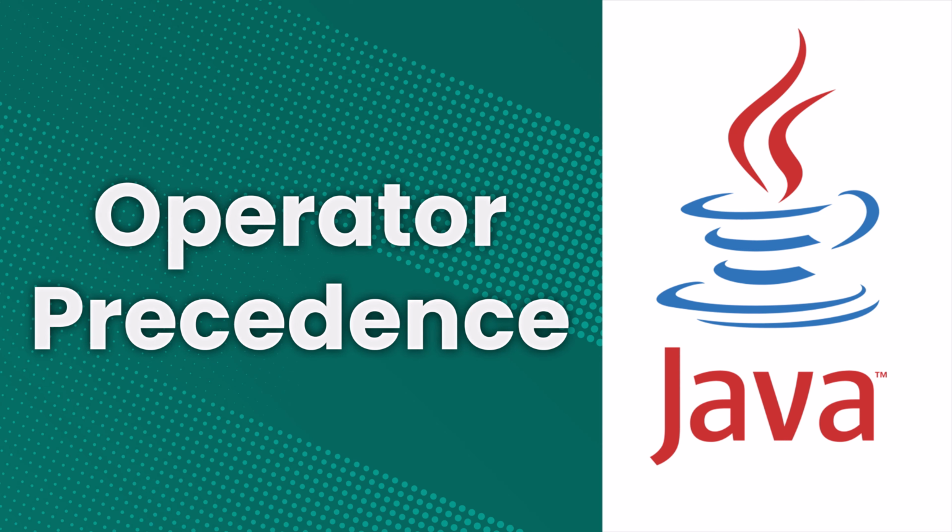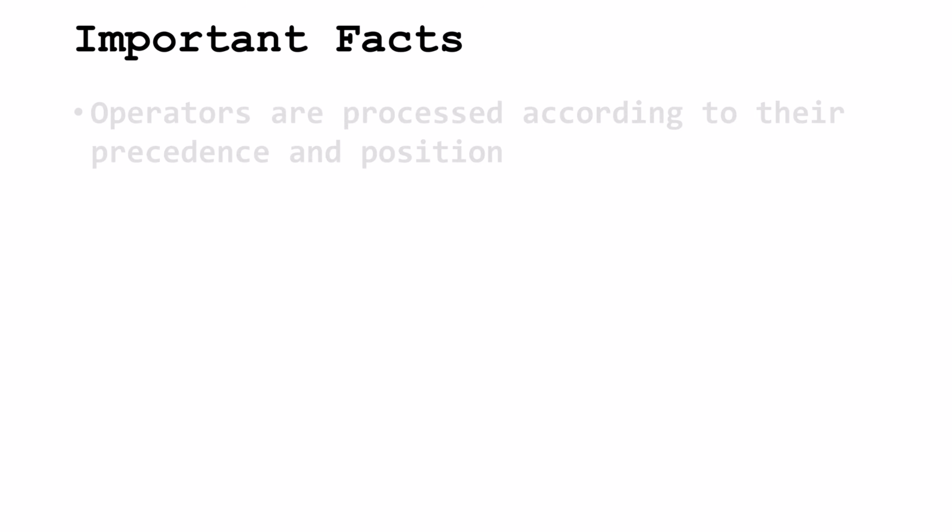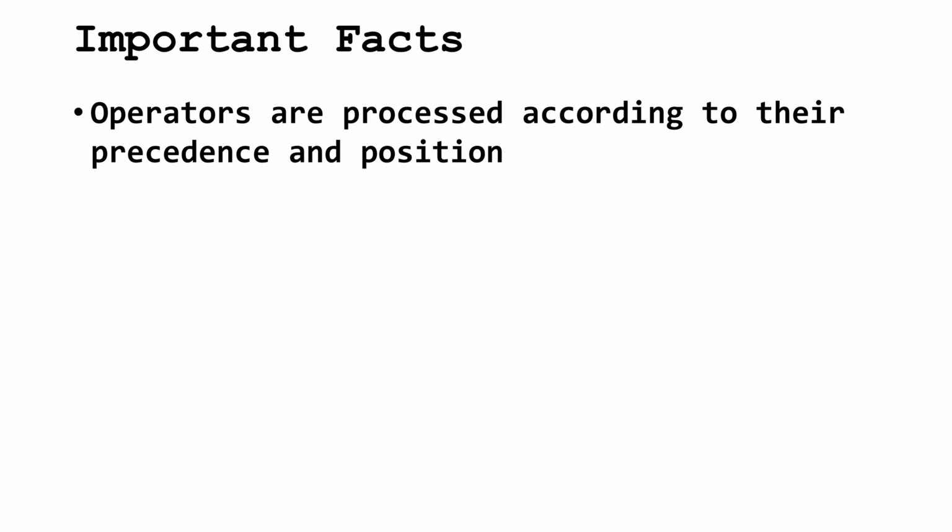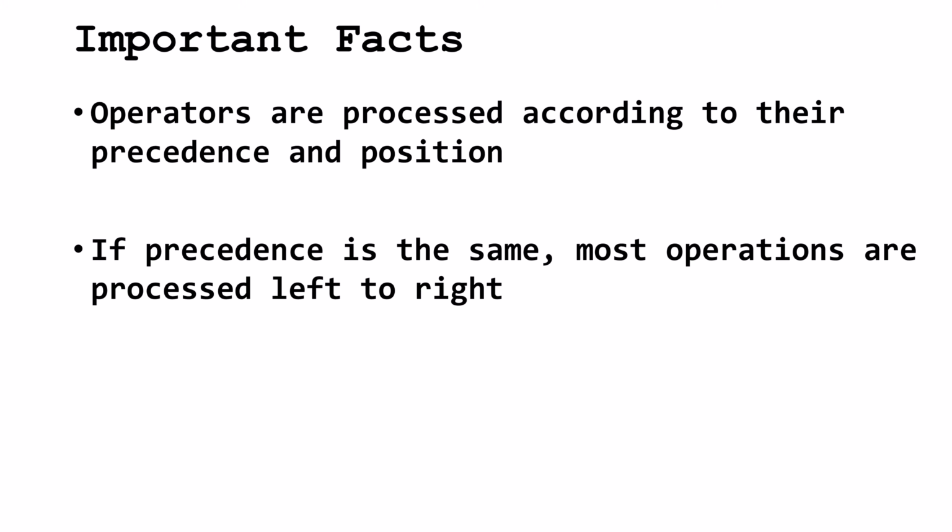In this Java tutorial, we're going to learn about operator precedence, which is sometimes called order of operation. Some important facts to know. Just as in math, operators are processed according to their precedence and position. If precedence is the same, most operations are processed left to right.